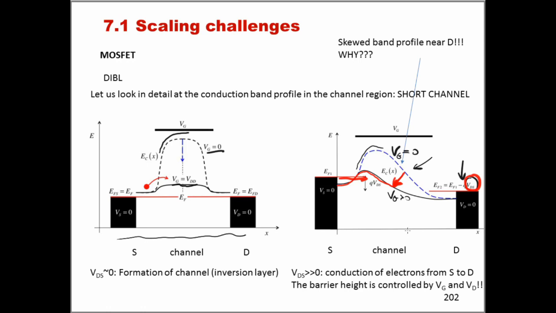So the drain-induced barrier lowering is exactly this, so that the application of a drain voltage is inducing a barrier lowering into the channel. So we are in a very unfortunate situation here where the channel is not anymore in full control of the gate voltage, but now this control is shared between the gate voltage and the drain voltage.